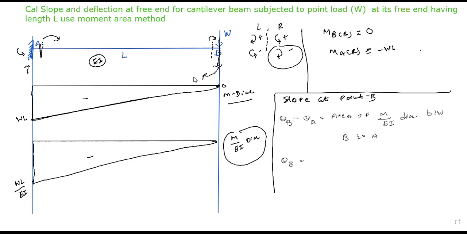Now, what is the nature of the area of the M by EI diagram between B to A? Is the nature of the area plus or minus? Negative. That's why minus. And what is the shape of the area? Now tell me the shape. Yes, right.